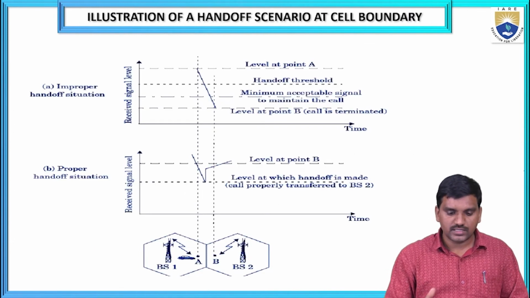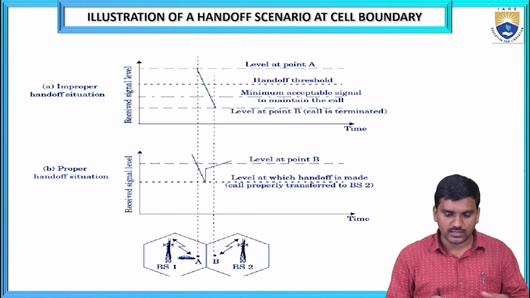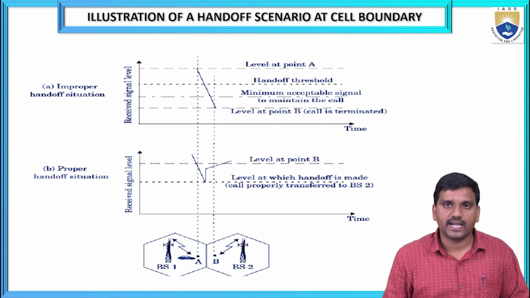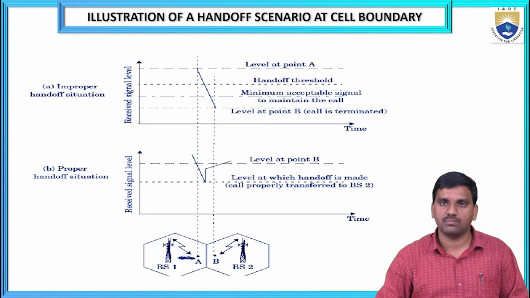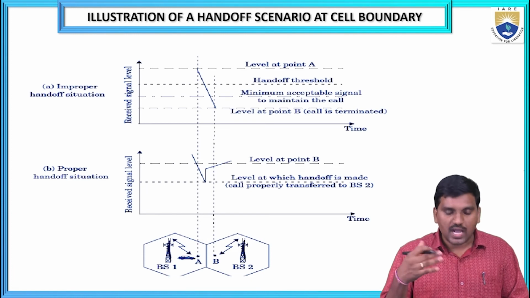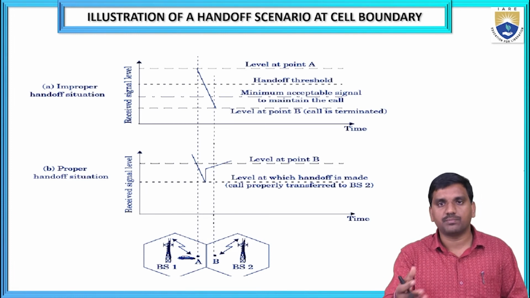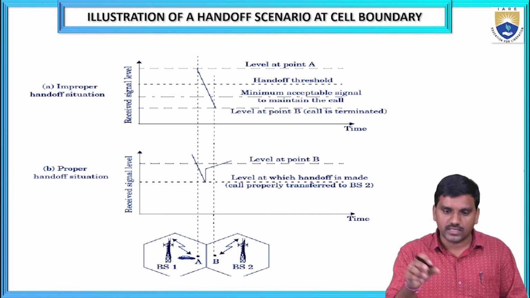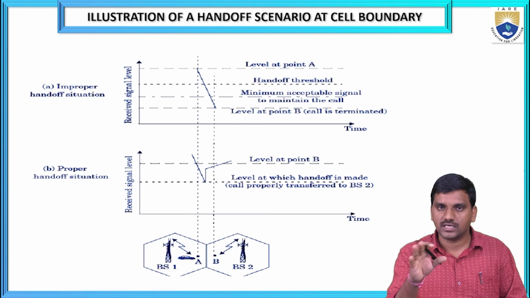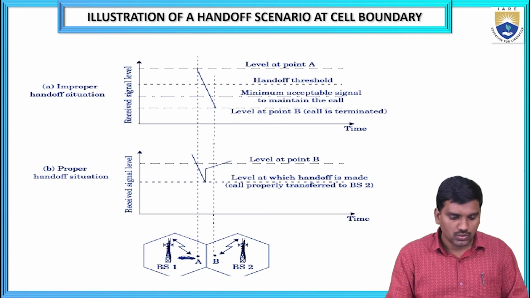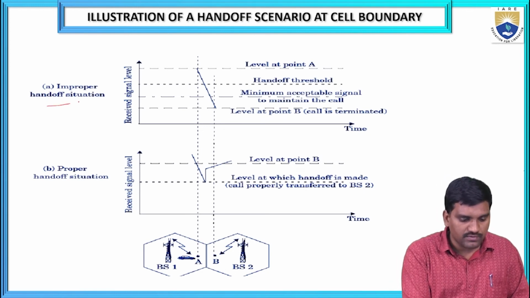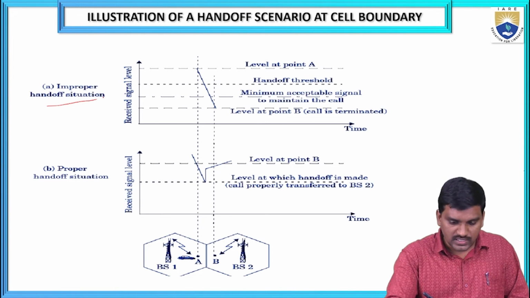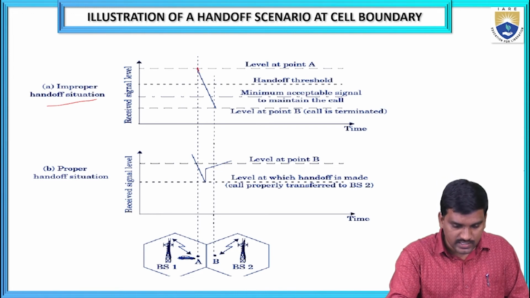Next, this diagram is an illustration of a handoff scenario at the cell boundaries. It shows proper handoff situation and improper handoff situation. So we differentiate between these two terms. Okay, so this is the proper handoff situation. The signal at a point is here.